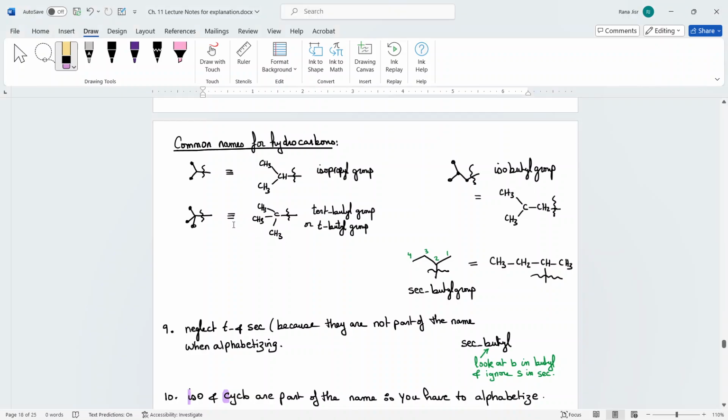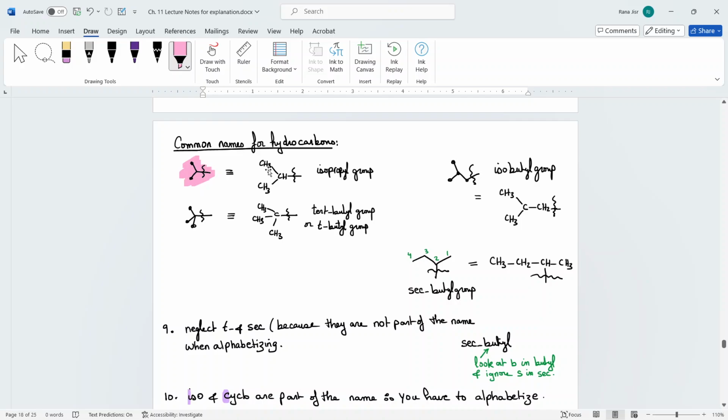There are some hydrocarbons that are named with common names, and these are small branched hydrocarbons, like for example the isopropyl group. So an isopropyl group is a group that has 2 CH3s connected to a carbon. Whenever you see this line in here, this means that this whole group is connected to a long carbon chain. So this is the condensed structure for it. And there you have 2 CH3s connected to a carbon. This is called an isopropyl group.